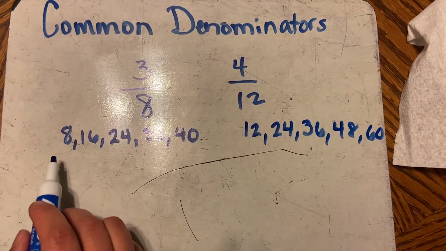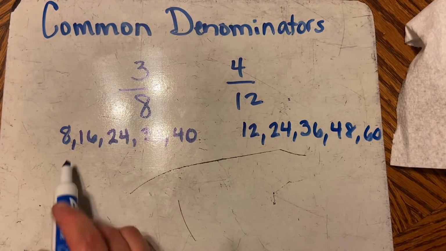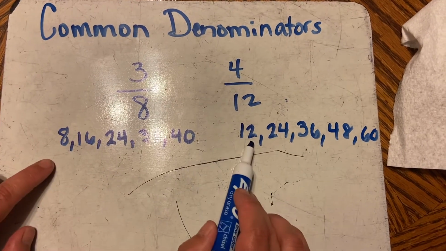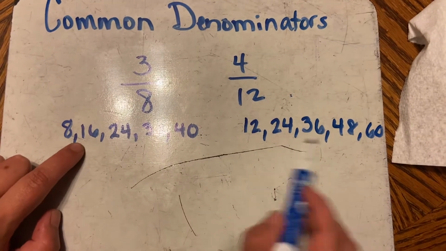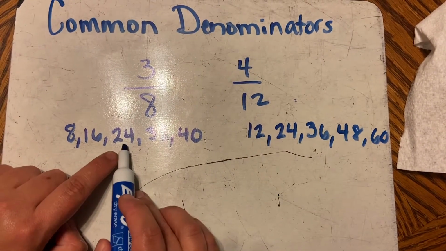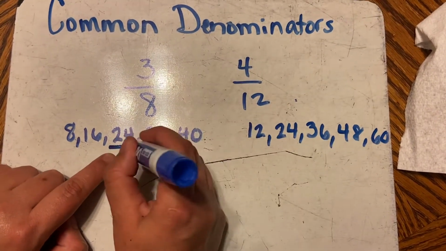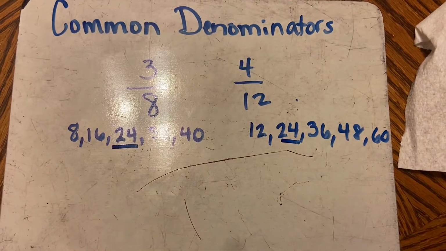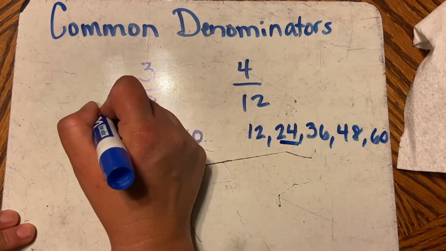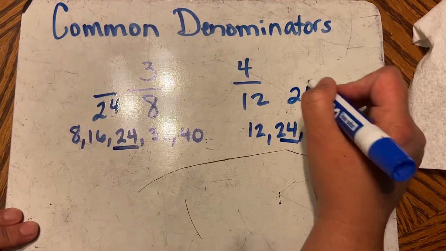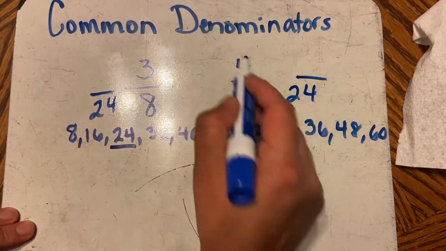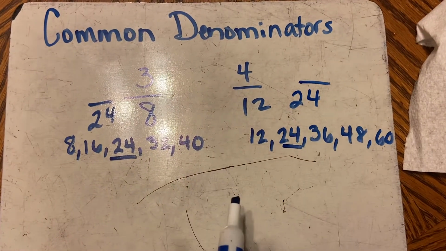Let's look here. I'm looking for the smallest one that they have in common. 8, do they both have 8 in common? No. 16, no. 24, yes. They both have a 24. So that's going to be my common denominator. It's called my least common multiple. So I'm going to find an equivalent fraction for 3/8 and for 4/12 that has 24 on bottom.